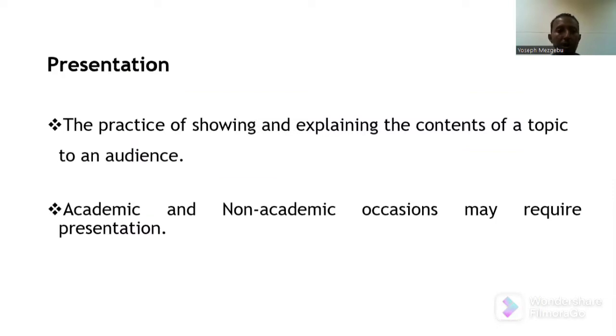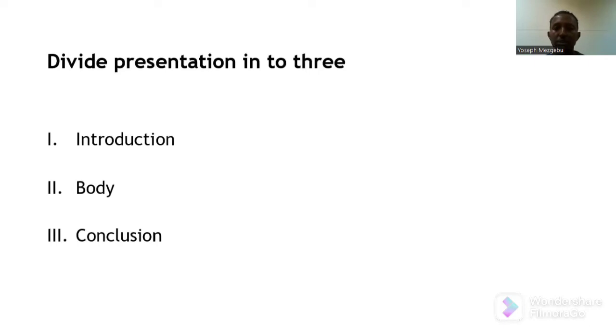Presentation is showing and explaining the contents of a topic. Presentation can be both academic and non-academic presentations. So one may face presentation not only in the academic but also in the non-academic world. So you need to be aware of and confident enough to make presentations. You should divide your presentation into three.